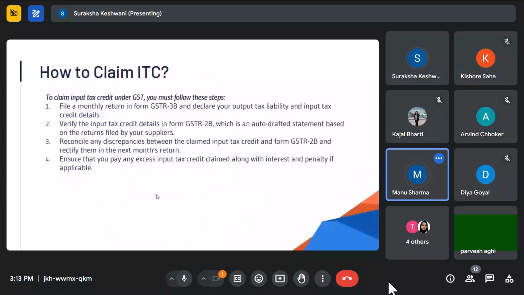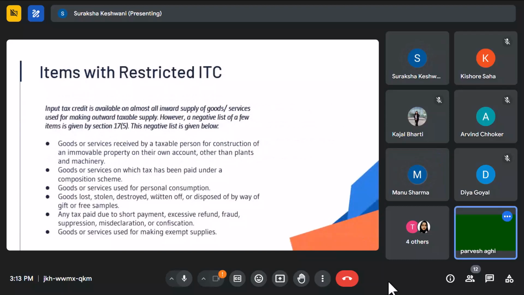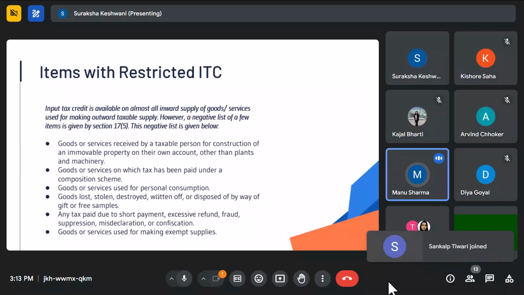Okay, now here I'd like to ask you one question. Just go back. What is a composition scheme? Do you have any idea, Manu? Yes, sir. Any idea? Who are the people who are eligible for the composition scheme?